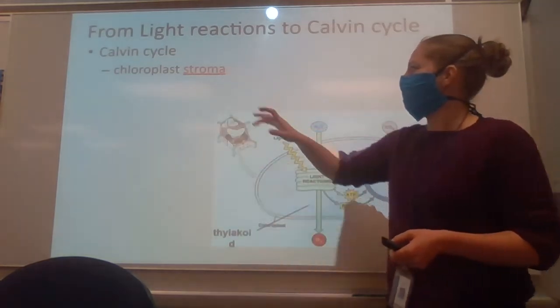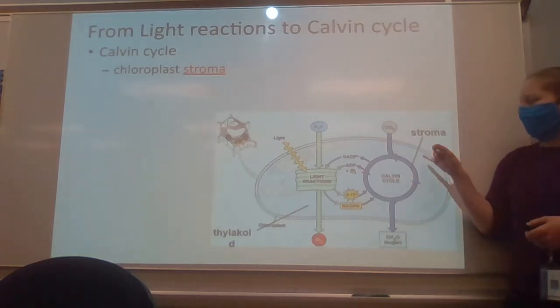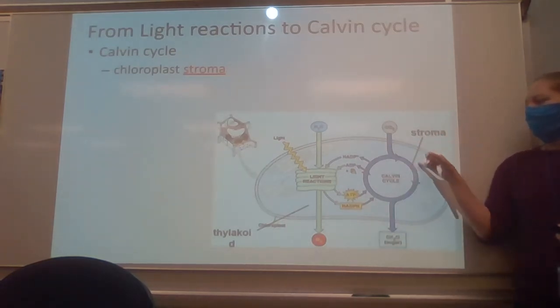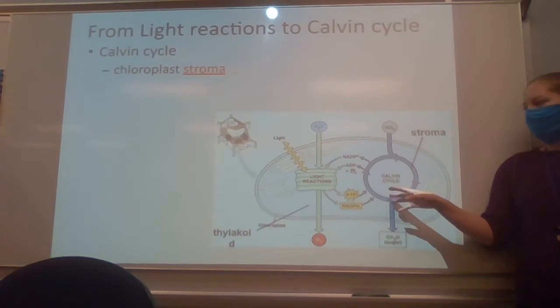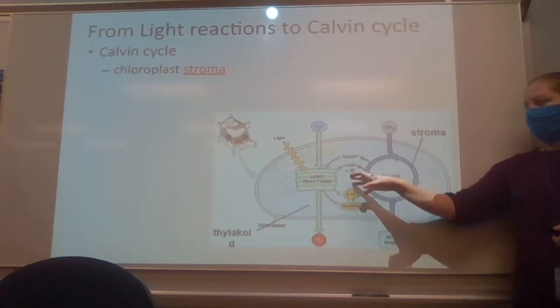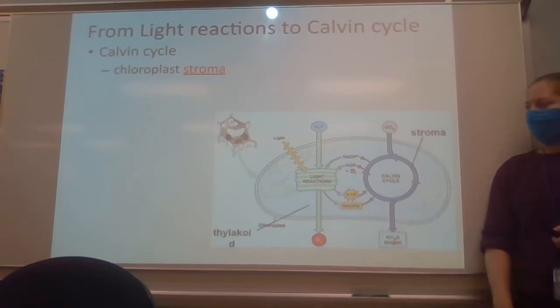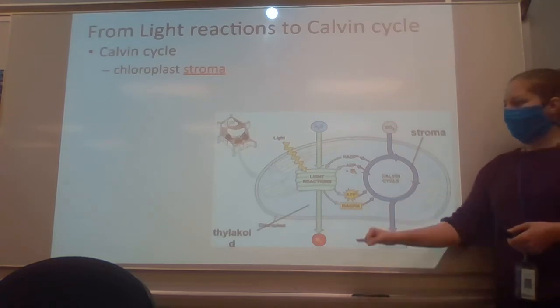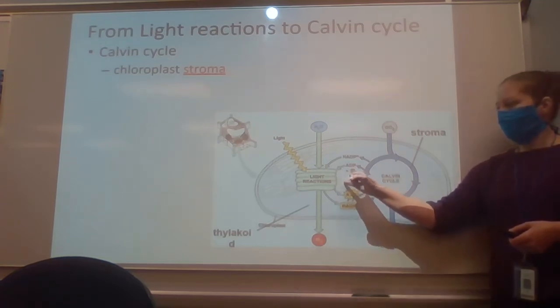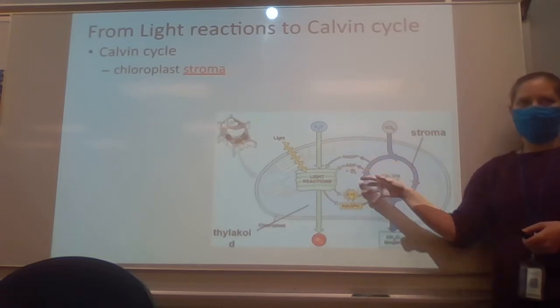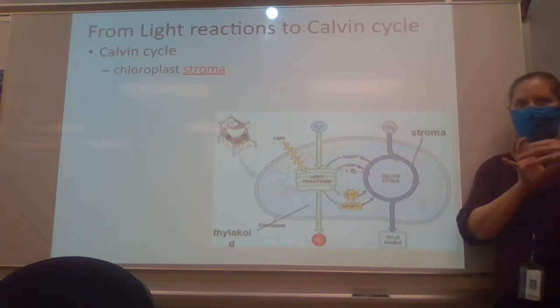So the Calvin cycle happens in the stroma of the chloroplast. If you remember from yesterday, the stroma is just the liquid inside of the chloroplast that surrounds the thylakoid. So our ATP can go straight from the thylakoid to the enzymes in the Calvin cycle. They're happening right next to each other in space.